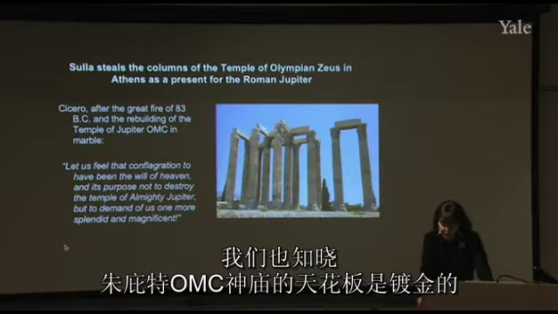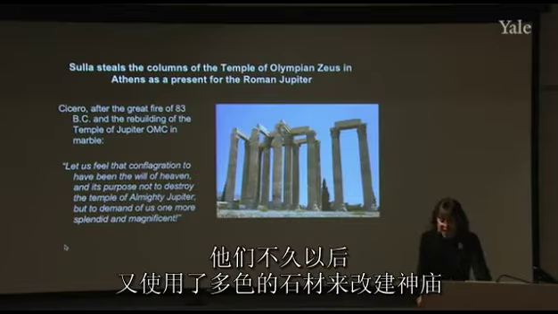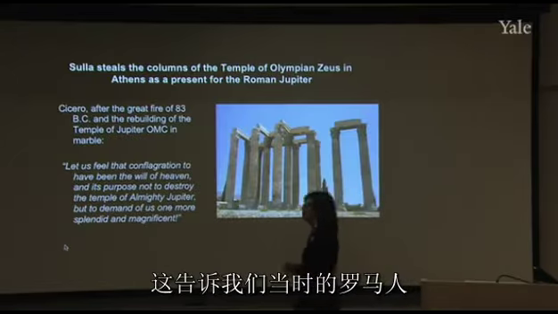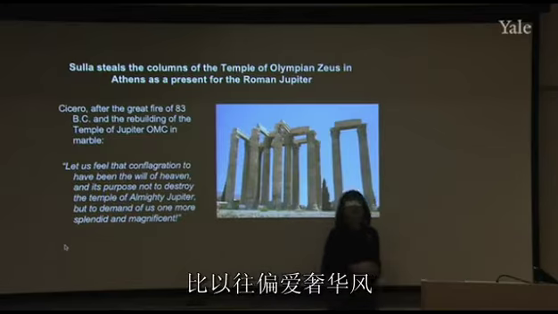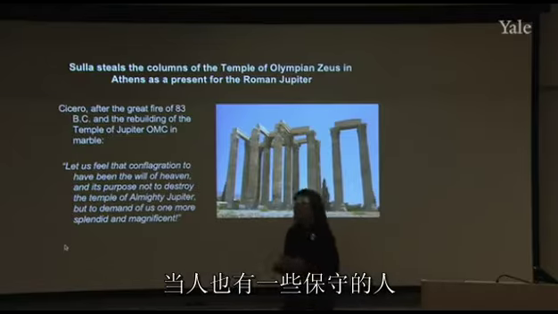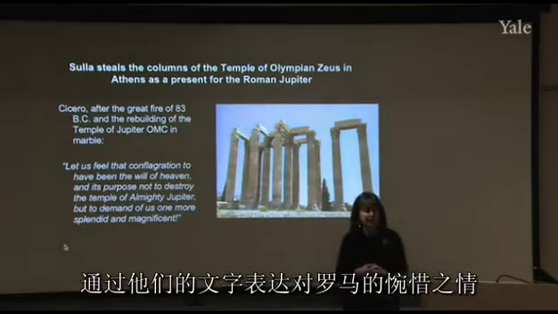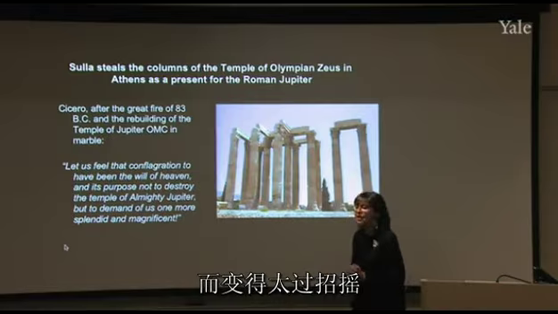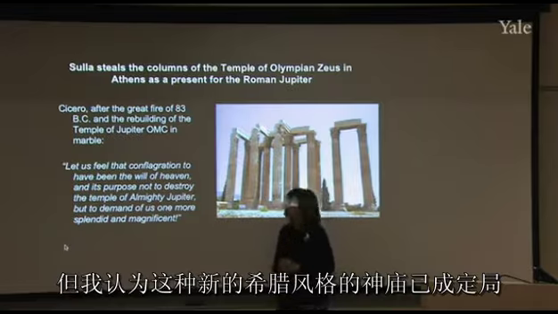And we also know that in 142, the ceiling of the Temple of Jupiter OMC was gilded. And we also know that not long after that, they repaved the Temple of Jupiter OMC and gave it multicolored stone. So what this is telling us is a lot of people in Rome were beginning to think of temples that were more ornate than anything that had come before. There are some very conservative individuals who did some writing at this particular time who bemoaned the fact that the Romans had moved away from the Etruscan temples made out of wood and mud brick and so on, and were becoming too ostentatious in their taste. But I think these new Greek-style temples were definitely here to stay.